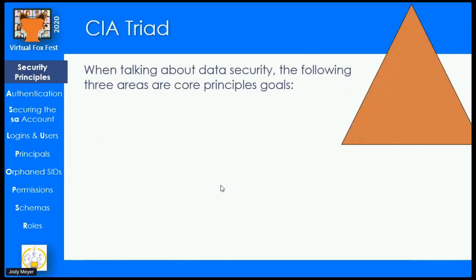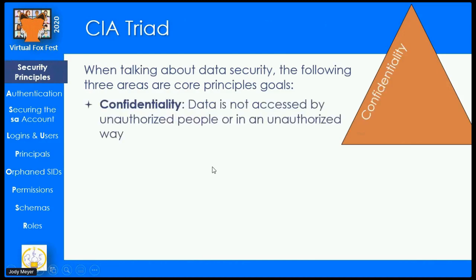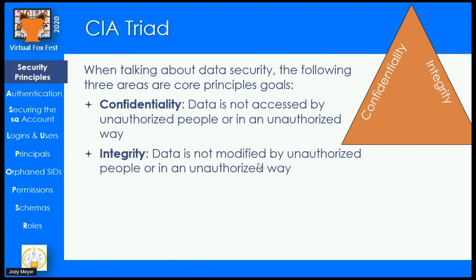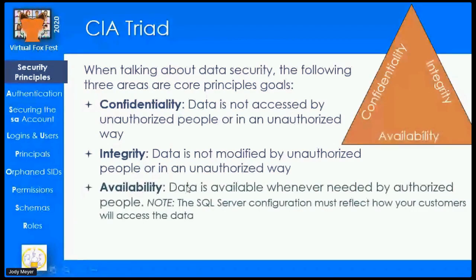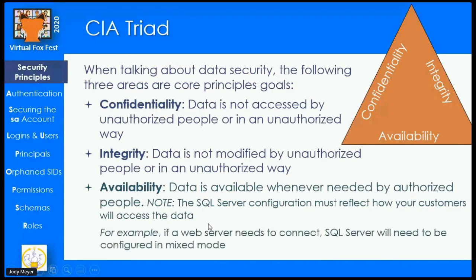The CIA Triad. Now this is talking about data security. And there are 3 areas for core principle goals. Confidentiality. Data is not accessed by unauthorized people or in an unauthorized way. Integrity. Data is not modified by unauthorized people or in an unauthorized way. Availability. Data is available whenever needed by authorized people. SQL Server should be configured for how your customer needs to set up their access to their data. For example, if a web service needs to connect, SQL Server needs to be configured in mixed mode.